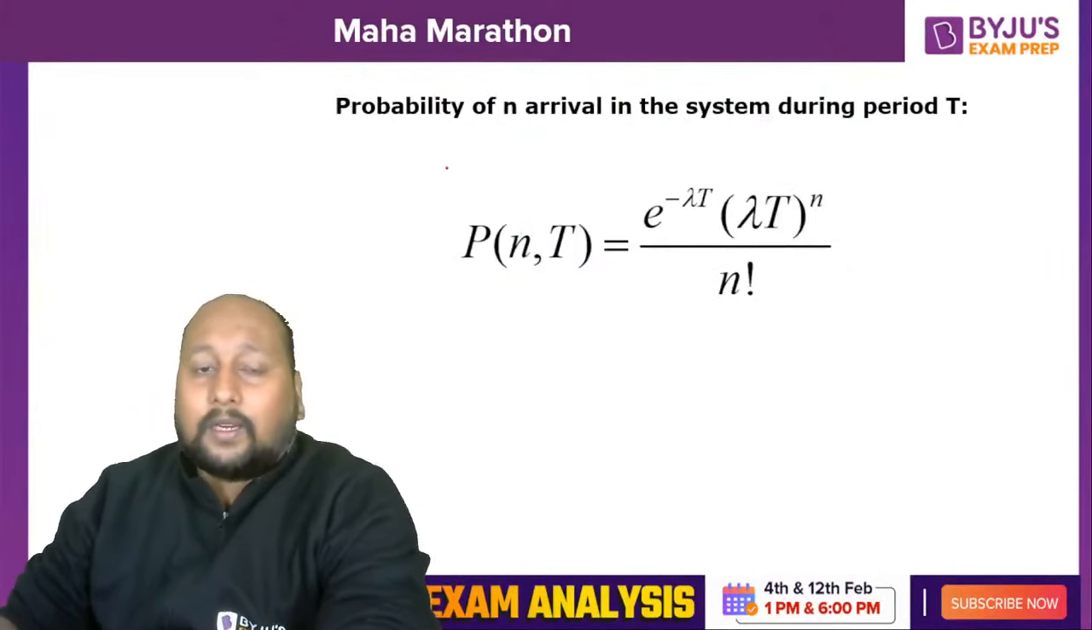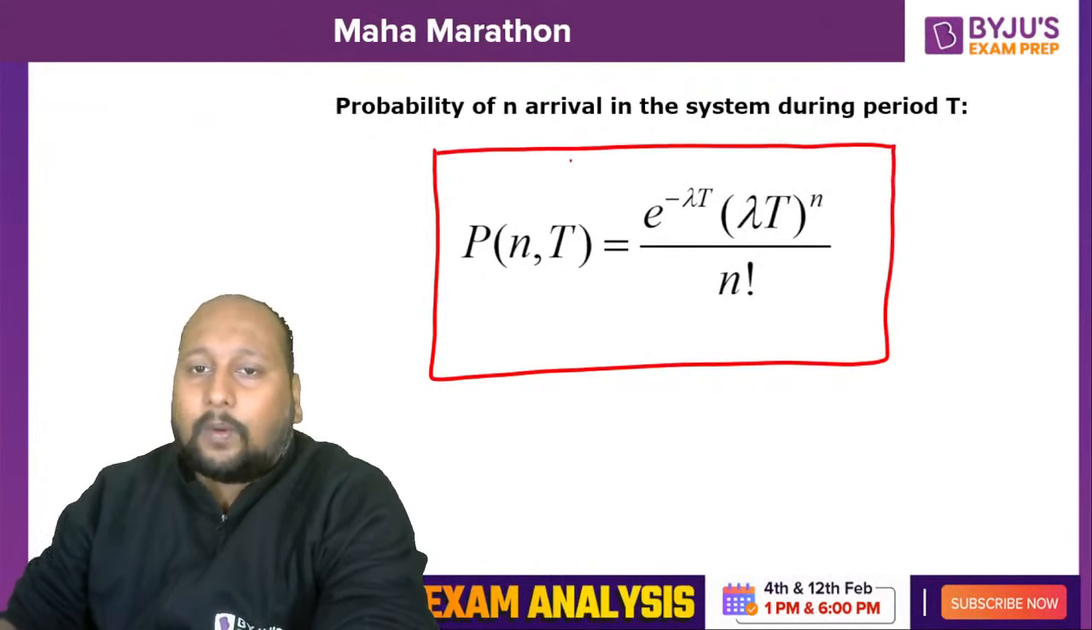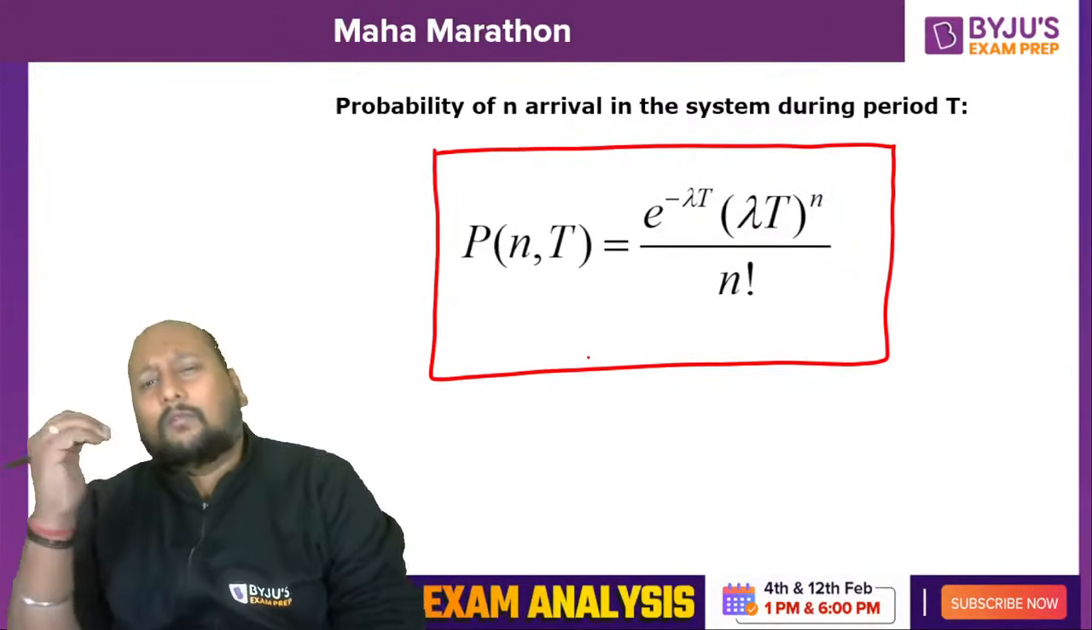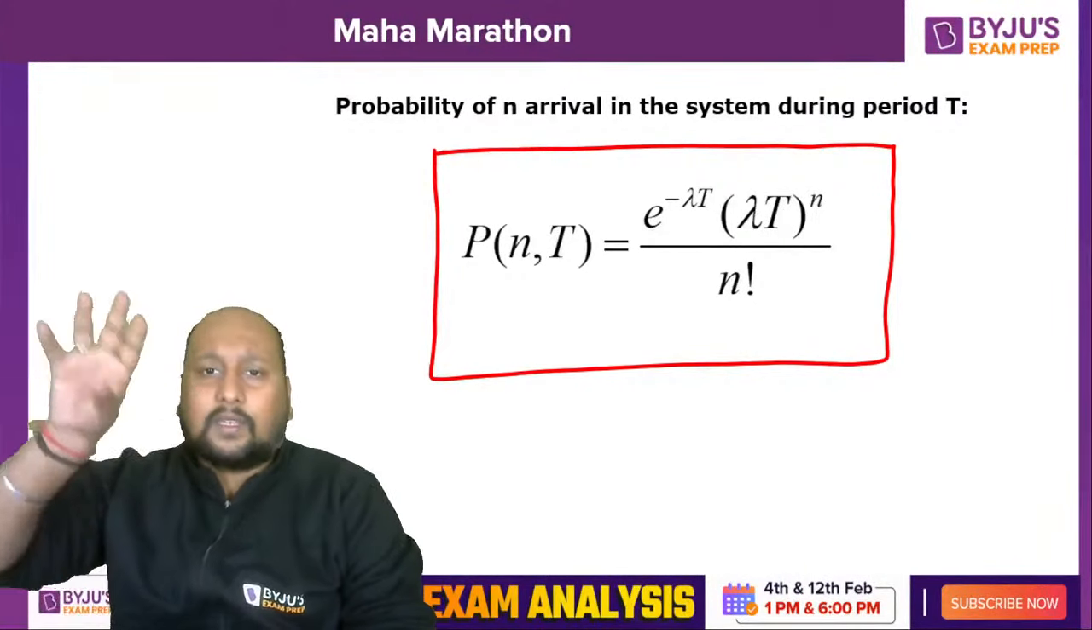Now, what is the probability of n arrivals in the system during some time period t? It is e to the power minus lambda t into (lambda t) to the power n divided by n factorial. Very rarely being asked. A question was asked directly from the formula, like they were giving some formulations.